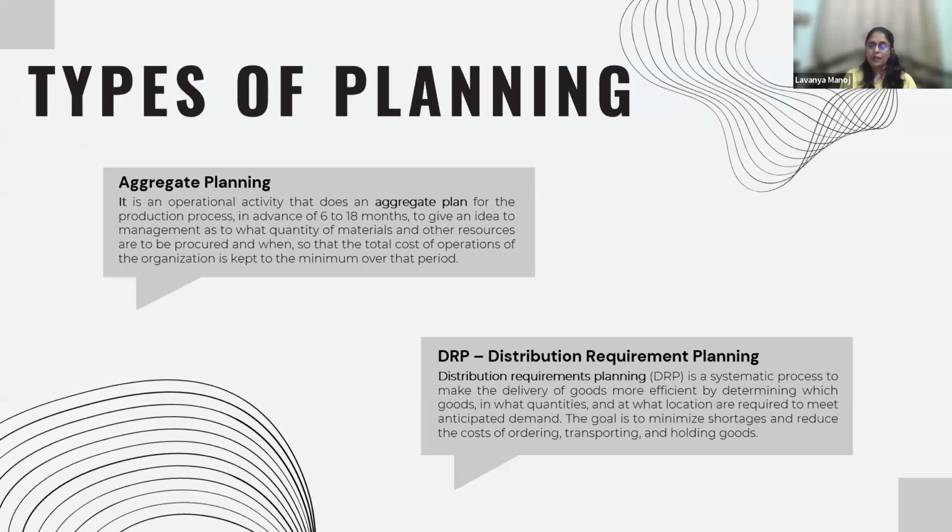Okay. Now there are two types of planning. The first one is aggregate planning. This is for the production process in advance, 6 to 18 months. It is done at least 6 months before a production process starts, to give management an idea of what quantity of materials and other resources are to be procured, and when, so that the total cost of operations of the organization is kept to the minimum over that period.